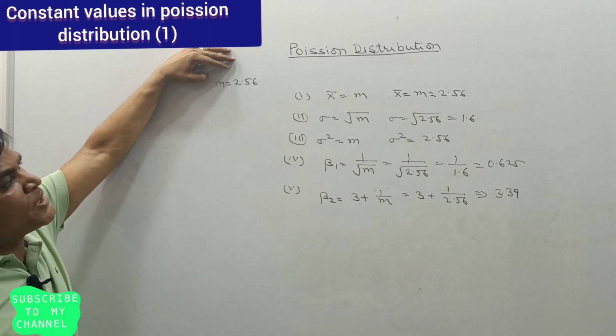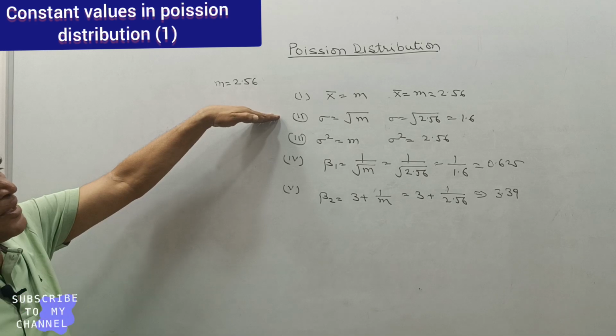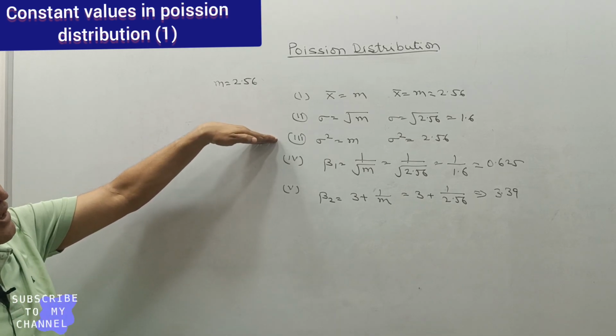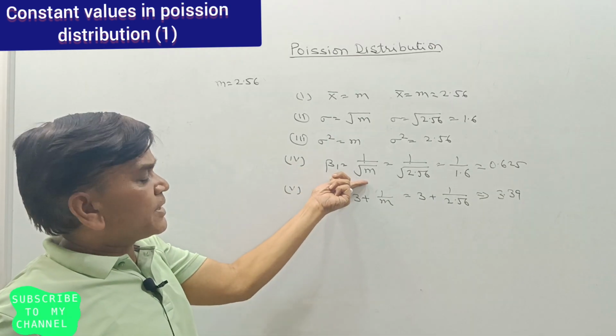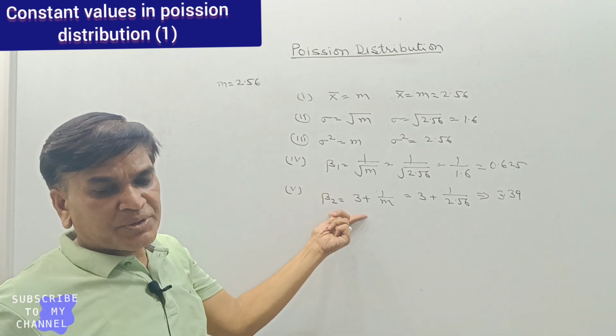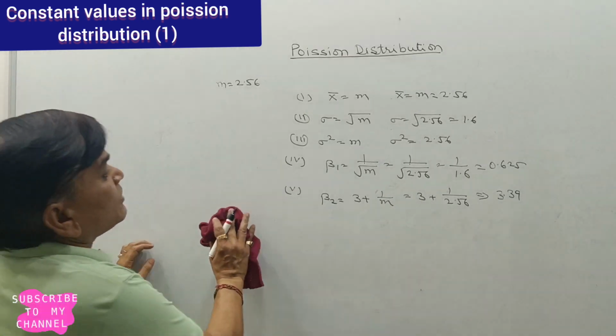So with the help of this, we can calculate all measures of the Poisson distribution. If the value of m is given, where m is the arithmetic mean, then root m is standard deviation, m is variance, beta 1 is 1 upon root m, that is the measure of skewness, and this is the measure of kurtosis. So a direct question may also come in this form.